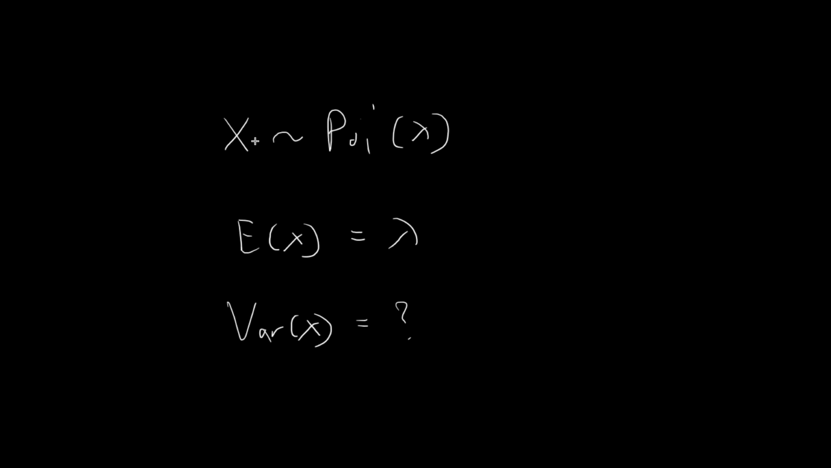In the last video, we found that for the random variable x, which follows the Poisson distribution with parameter lambda, the expected value is equal to lambda. In this video, let's derive the variance.